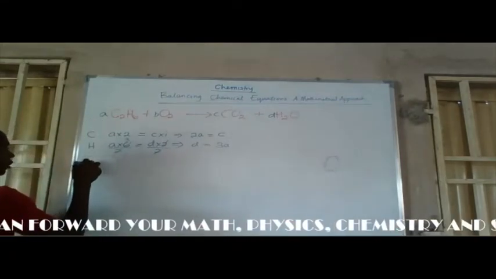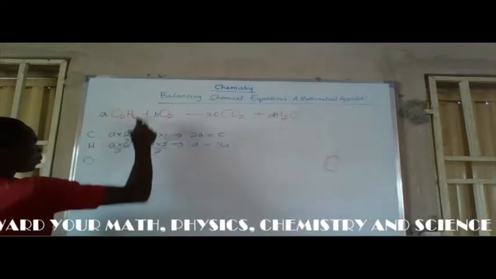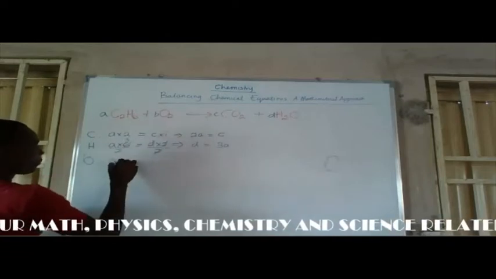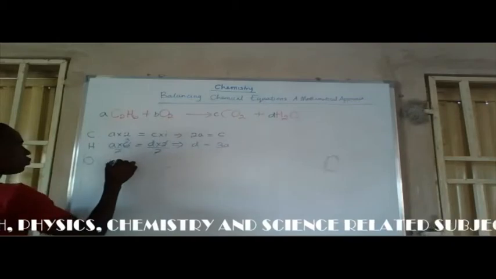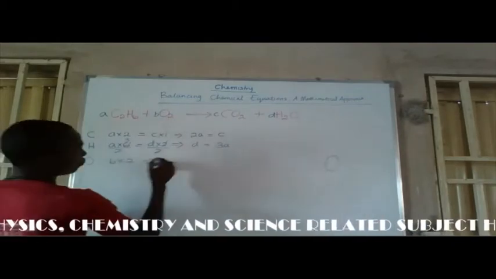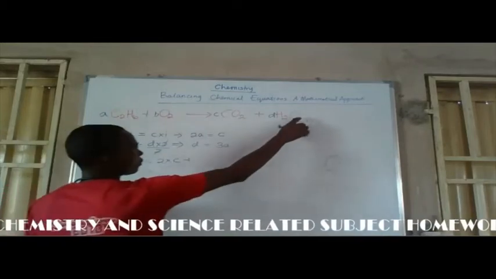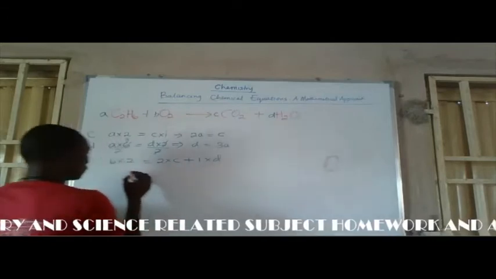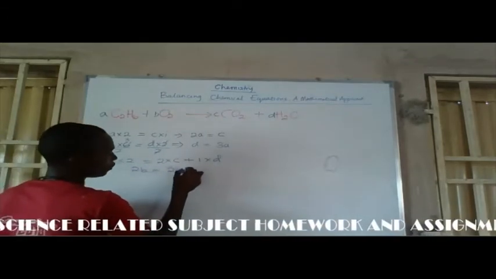And third is oxygen. And oxygen essentially is 2 times B, that's oxygen on this side, is equal to total oxygen on this side, 2 times C plus 1 times D. And so basically you have 2B is equal to 2C plus D.